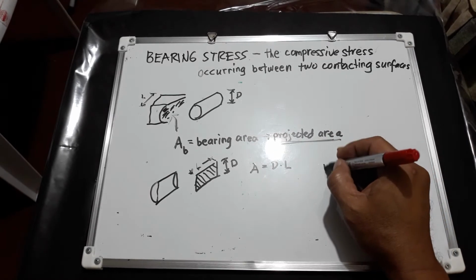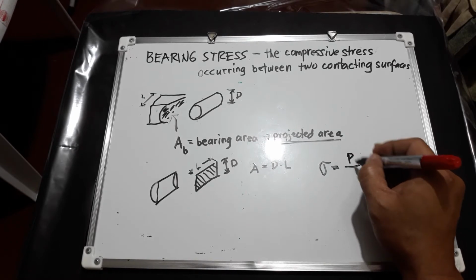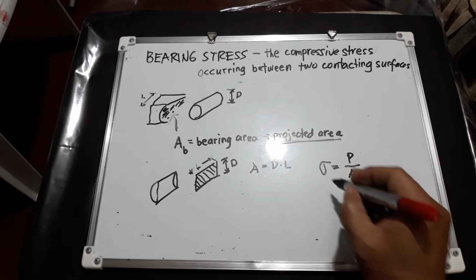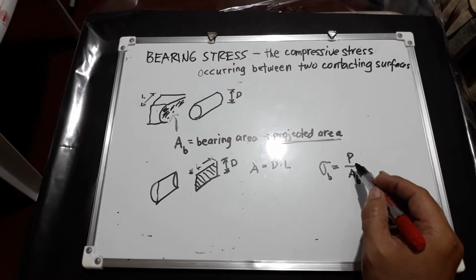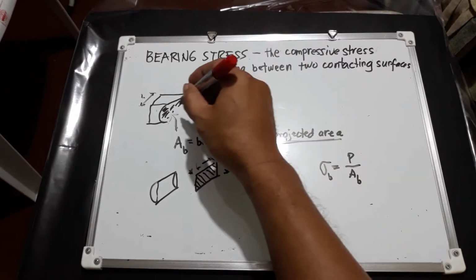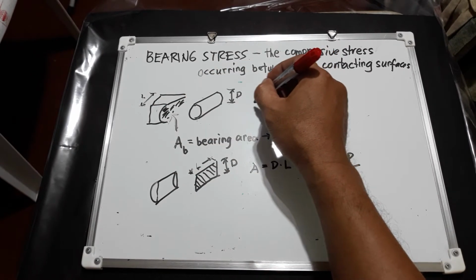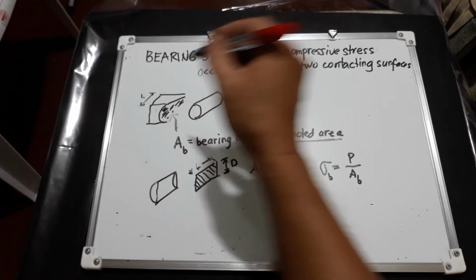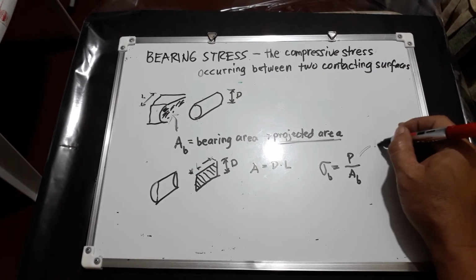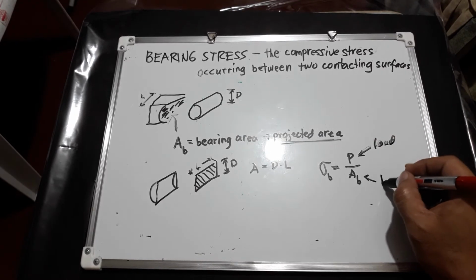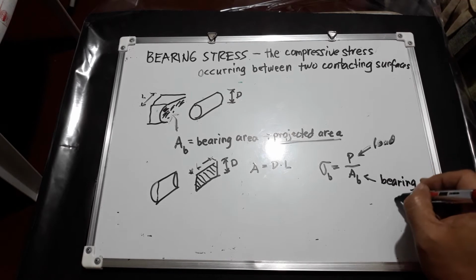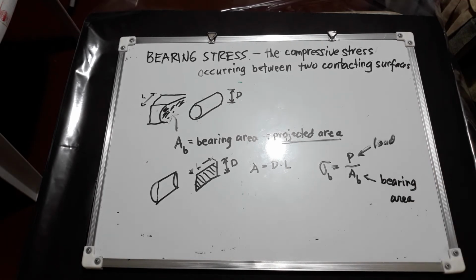So if we are going to compute for the stress, which is P over A, where A sub B, we can place a subscript there, which is the bearing stress, it is the load, so it is the force that causes this one to be in contact with the other surface, that is the load, and this one here is the bearing area. And if it is a curve, then you are going to use the projected area.